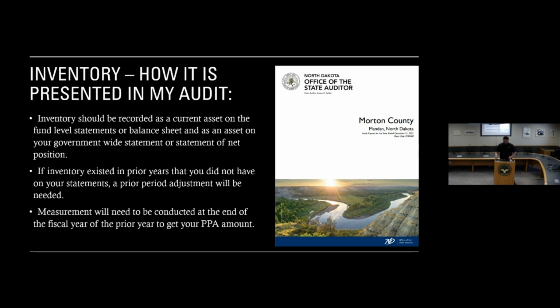If you found out that you only have inventory in this first year, you didn't have it in prior years, you don't have to worry about that. But if you did historically in the prior years, you may have to go back and do a calculation and get that amount for your prior period adjustment, or PPA. Sorry, weird acronym, my bad. That's the acronym for prior period adjustment if you see that reference throughout the audit.